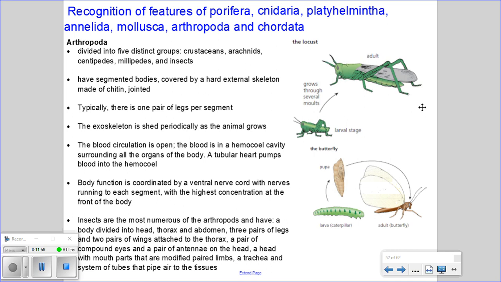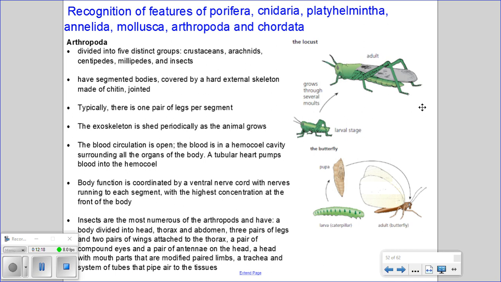The exoskeleton is shed periodically as the animal grows. The blood circulation is open, and the blood is in a hemocoel cavity surrounding all the organs of the body. A tubular heart pumps blood into the hemocoel. Body function is coordinated by a ventral nerve cord with nerves running to each segment, with the highest concentration at the front of the body.